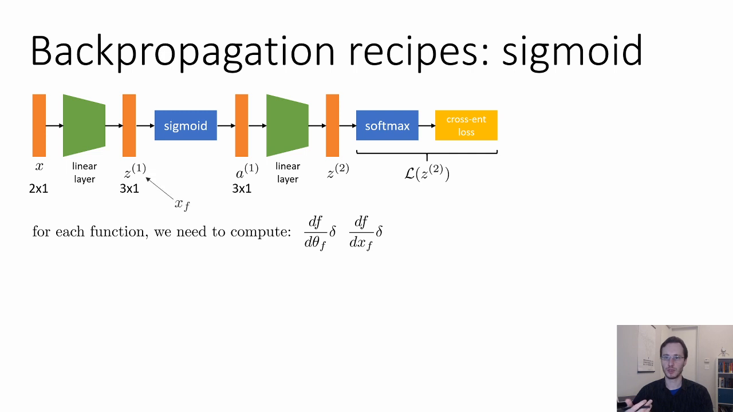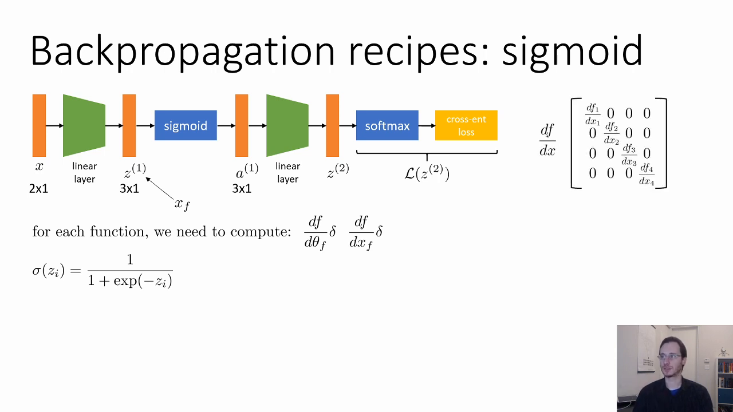The sigmoid. So for the sigmoid, the input x_f is this z1, the output is a1. You can write the sigmoid like this, 1 over 1 plus exponential of negative z_i, so that's the ith entry of the output. The sigmoid is a per element operation, which means that the Jacobian df/dx_f is just diagonal, right? So there are no off-diagonal entries because each coordinate in the output is only affected by the corresponding coordinate in the input. So all you have to do is figure out the single variable derivatives and just plug them into the diagonal of this matrix.